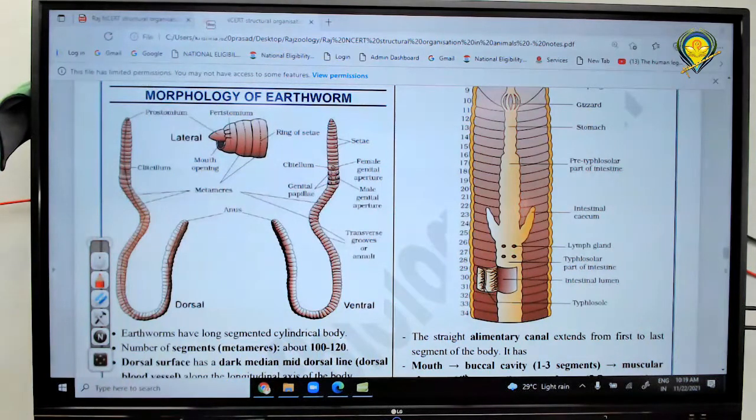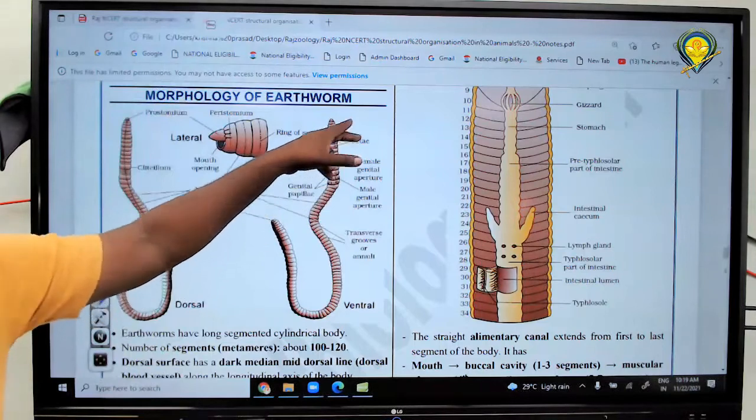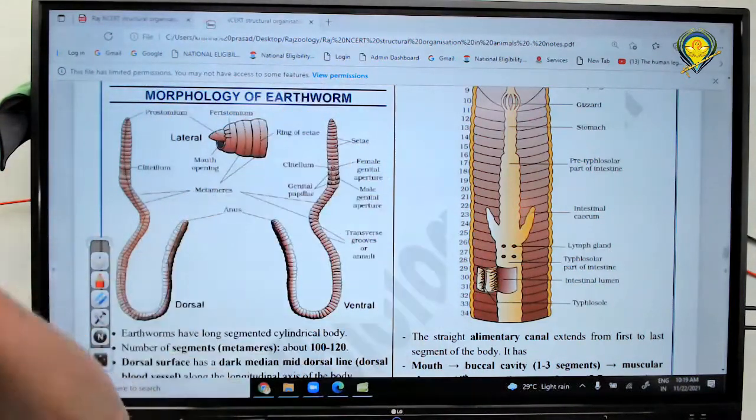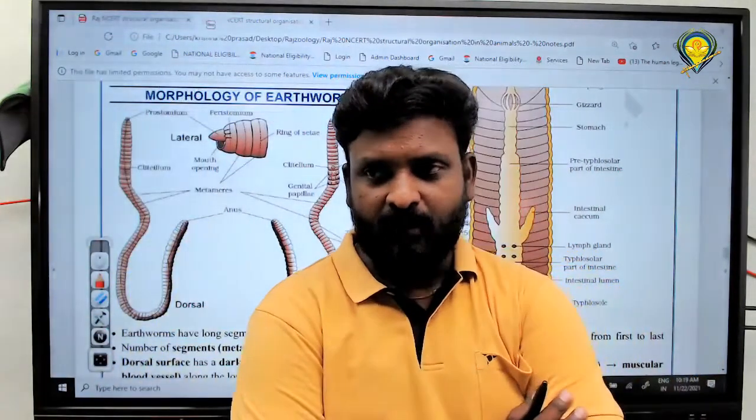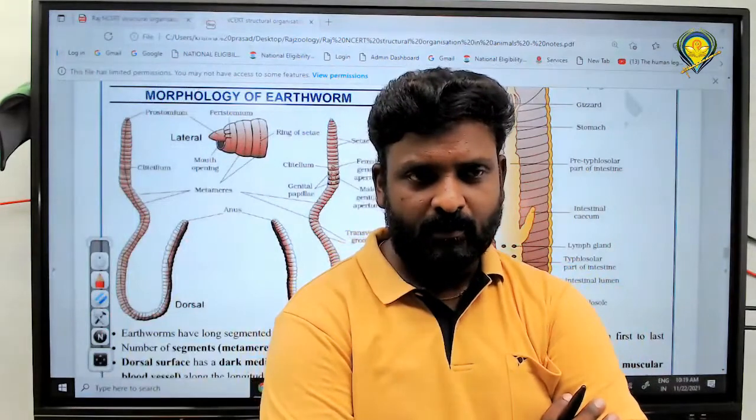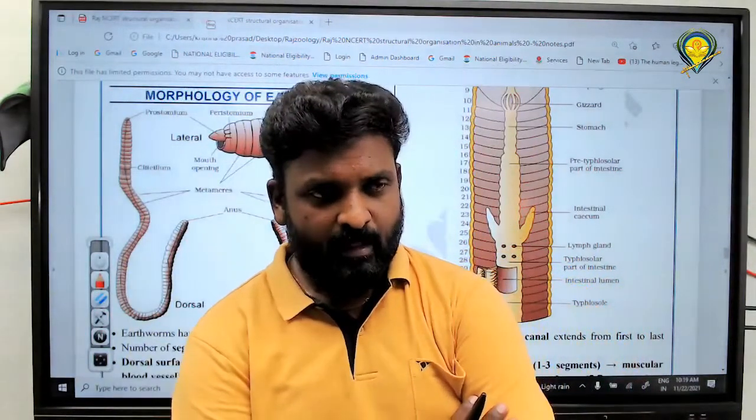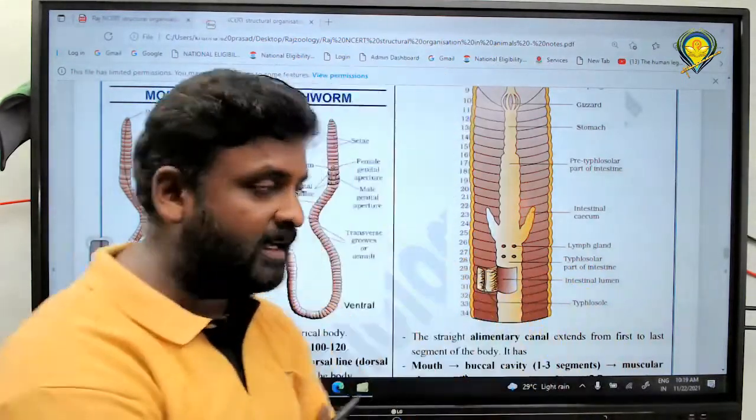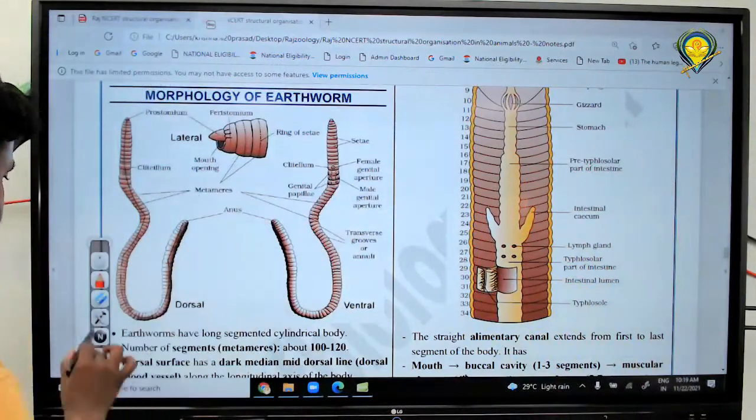What is the location of the female genital aperture? 14th or 15th? Mid-ventral or mid-dorsal? Very good. Then what about the male genital aperture? 18th segment, ventrolateral or mid-ventral? Ventrolateral. A pair or single? Pair. Correct, that's over, right.